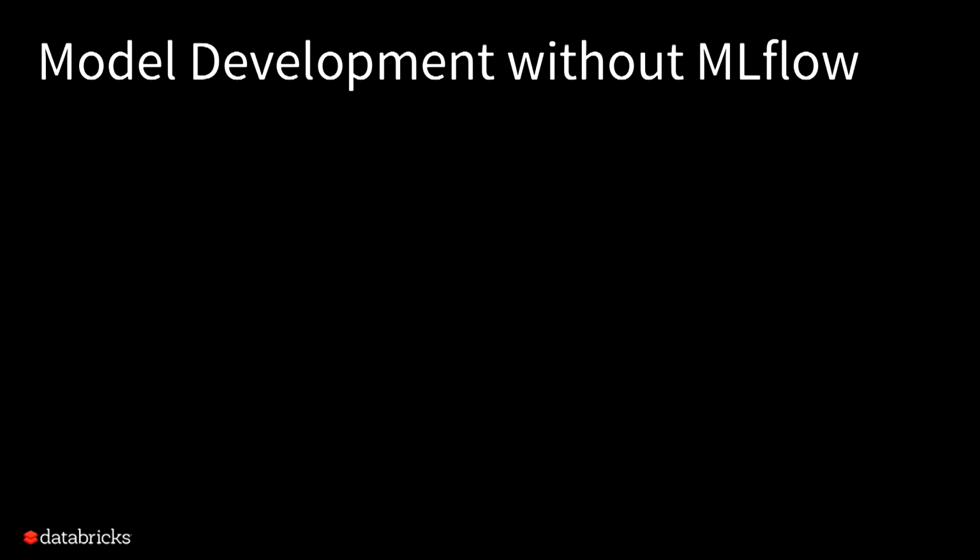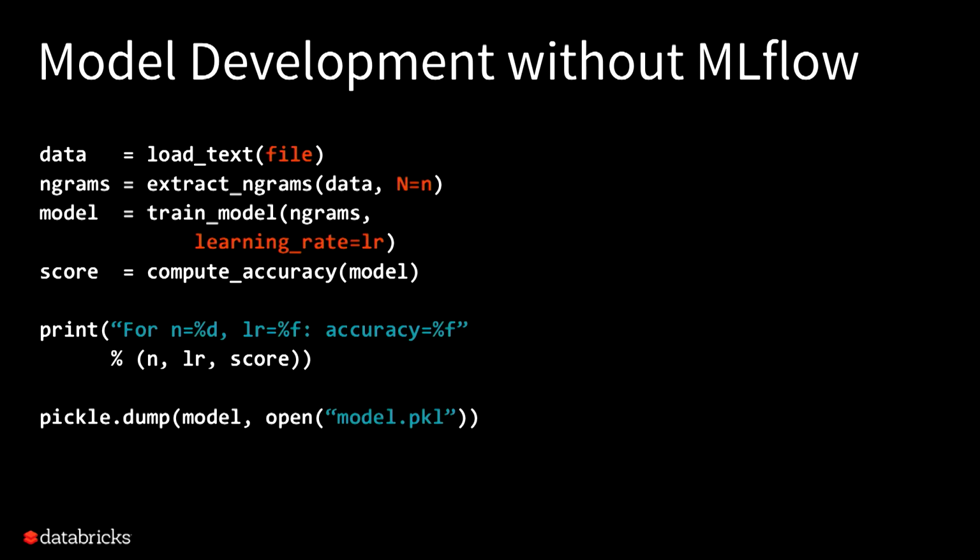So to give a sense of why we're talking about this, let's first talk about how we might do model development without MLflow. So this is today. I have a very simple, very obvious problem. I have some text. I extract it into n-grams of some number n. I train some model on it, so that's abstracted away. And that model maybe has a parameter such as learning rate. And then I compute the accuracy. And in this case, I just print it and then pickle it out to a PKL file, which I could then load back in to do inference somewhere else.